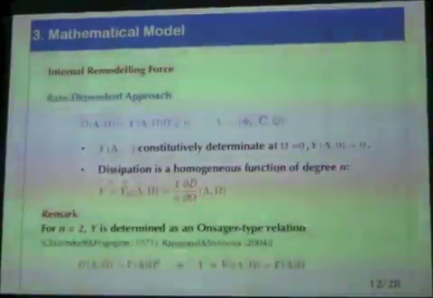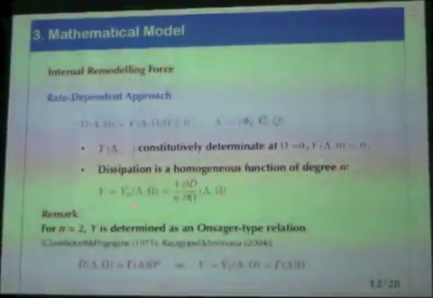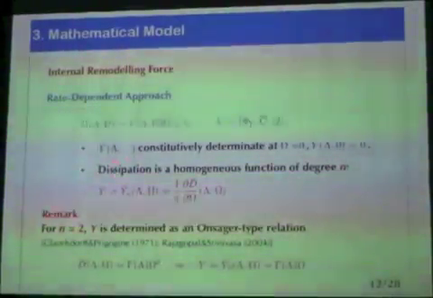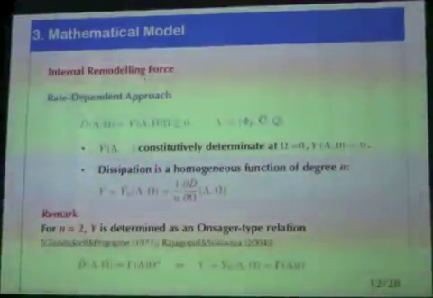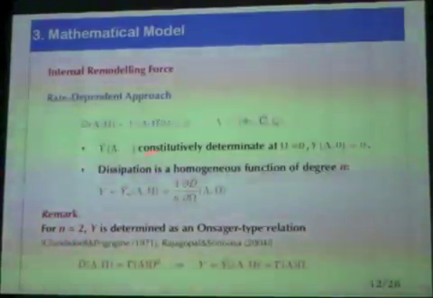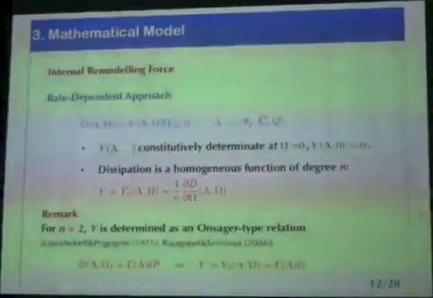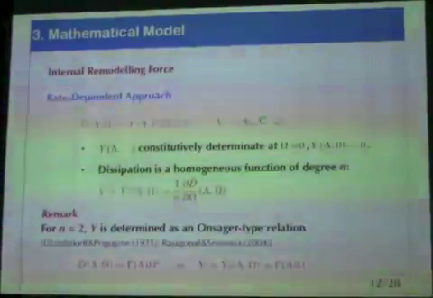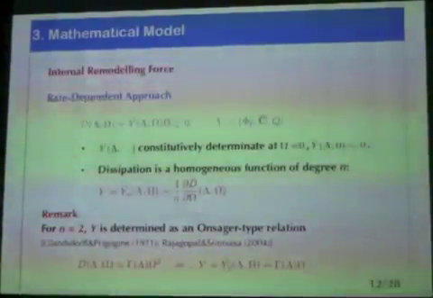But many things should be said before. It is, of course, an approximation. First of all, one should say something about dissipation. For example, we are assuming that dissipation is a homogeneous function of degree n. In a few seconds, it will be of degree 2, actually. And therefore, it will have this form, which leads to a sort of Onsager relation relating the dissipative part of the remodeling force with omega.